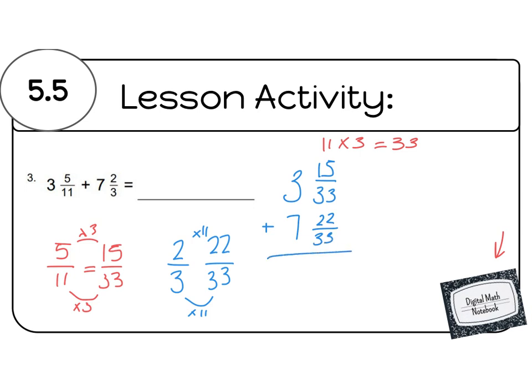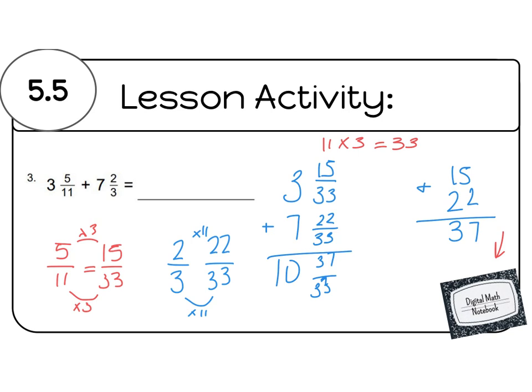We're going to start off by adding the fraction parts. I know that my denominator is not going to change, but I need to add 15 plus 22. So 5 plus 2 is 7, and 2 plus 1 is 3, so I get 37/33. And 3 plus 7 is 10.